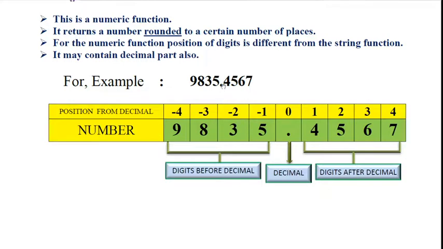Due to this decimal part, the decimal point represents the 0 place, okay, and rightward from the decimal, all decimal places are represented through positive numbers +1, +2, +3, +4, and before the decimal part -1, -2, -3, -4. Okay, so decimal is 0, after decimal positive, and before decimal negative.